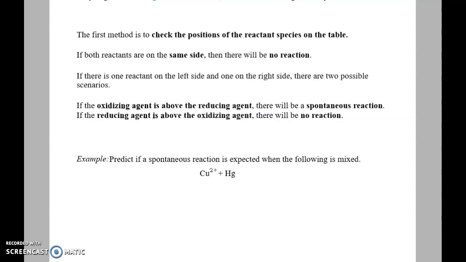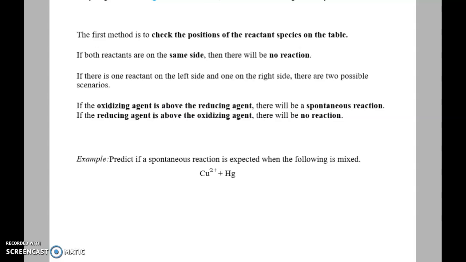Now, the first method is to simply check the positions of the reactant species on the table. If both reactants are on the same side, then there will be no reaction. If there is one reactant on the left side and one on the right side, there are two possible scenarios.